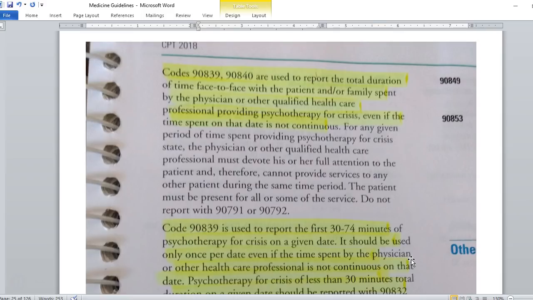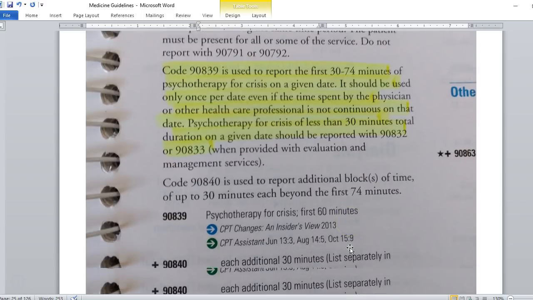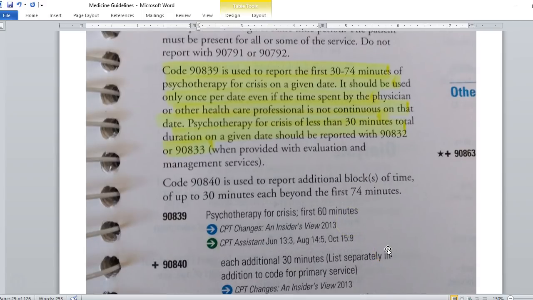Again, it goes on that the healthcare professional or physician must devote their full attention to the patient. So again, this is face-to-face time with the patient and/or family. Code 90839 is used to report the first 30 to 74 minutes of psychotherapy for a crisis on a given date. It should be used only once per date, even if the time spent by the physician or other qualified healthcare professional is not continuous on that date.